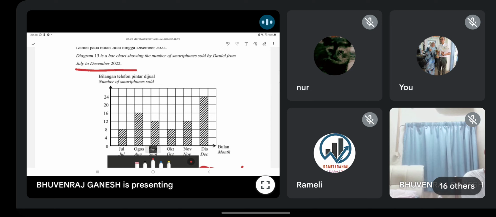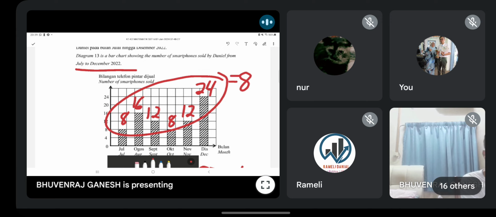This one is from July to December. Okay? 8, 16, 12, 8, 12, 24. So kamu kira jumlah yang ni semua. If you count correctly, your total is 80. Okay, jumlah telefon untuk Julai sampai December.